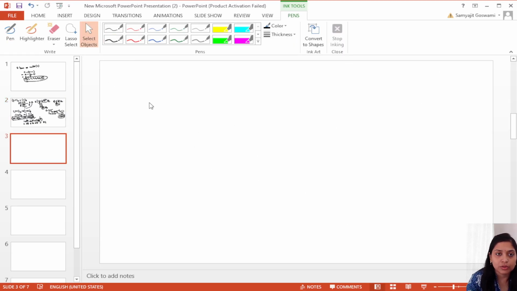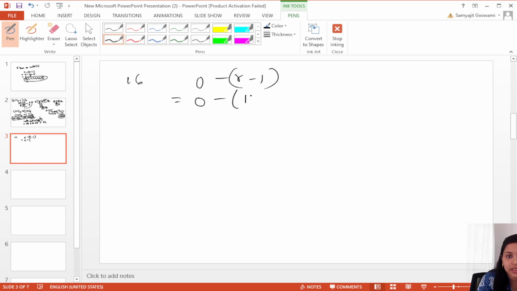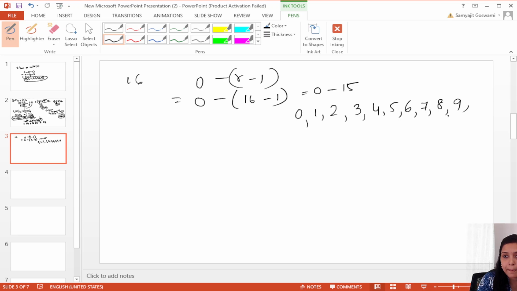Okay, so actually the base is 16, so again I repeat the same formula, 0 to r minus 1. So here 0 to 16 minus 1, that means 0 to 15. The numbers will be 0, 1, 2, 3, 4, 5, 6, 7, 8, 9, then 10, 11, 12, 13, 14, 15, up to this 15, because there is a 15, 0 to 15.